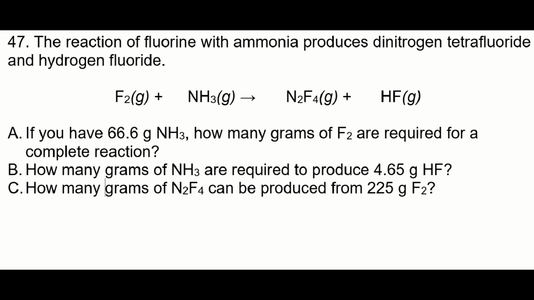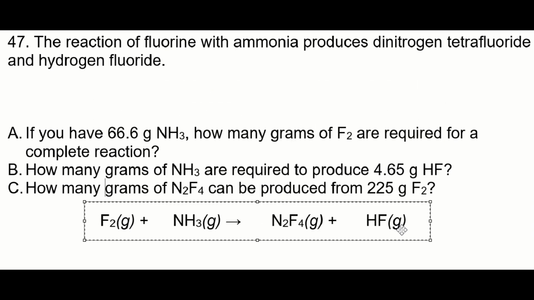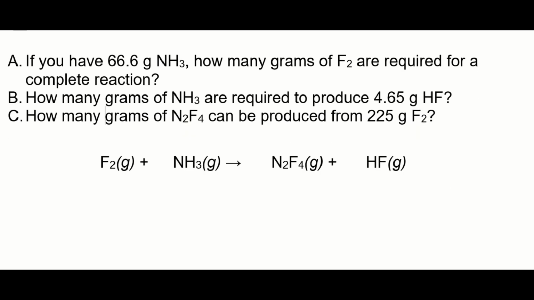We're given the reaction of fluorine with ammonia, producing dinitrogen tetrafluoride and hydrogen fluoride. We need to balance this, so I'm going to copy this over here. Got a little bit more room. Let's separate the reactants from the products.